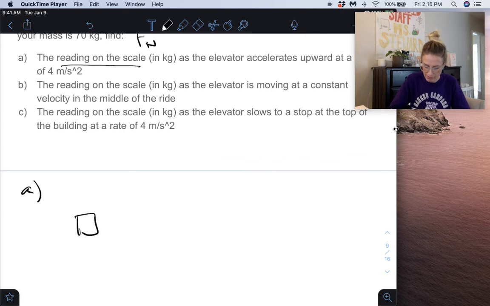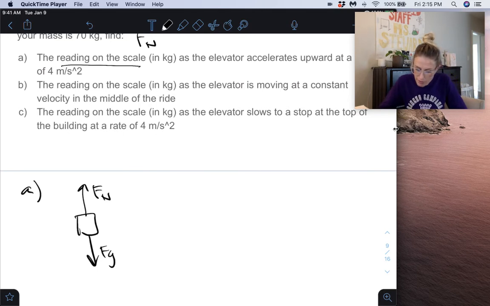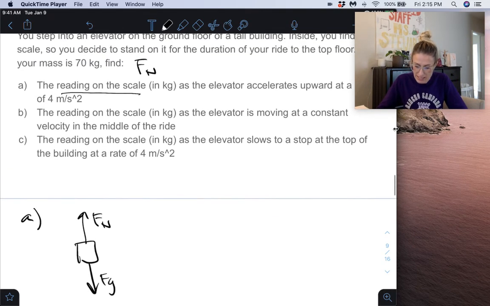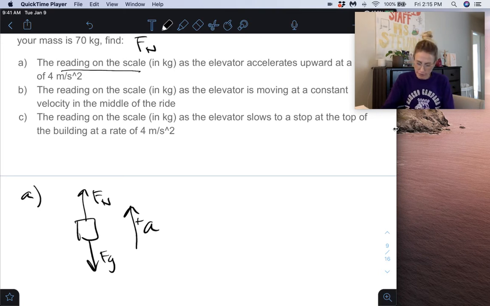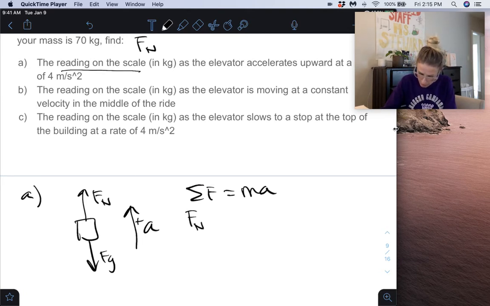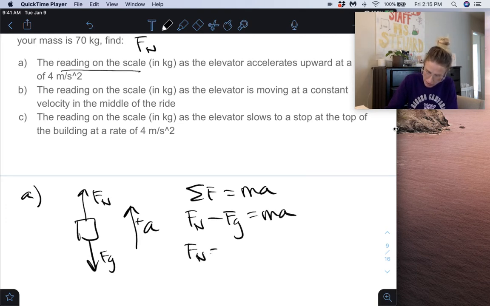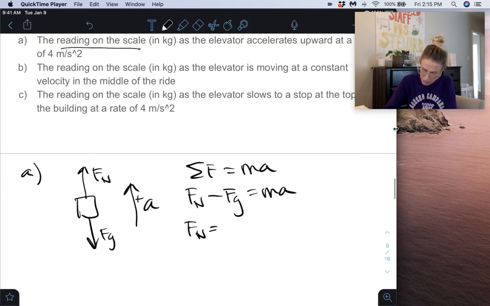Drawing a free body diagram for part A, we have the force of gravity down and the normal force up. We know the elevator is accelerating upward at 4 meters per second squared, so I'm going to call up positive because that's my direction of acceleration. For part A, net force equals mass times acceleration. The normal force is positive here, so normal force minus the force of gravity equals mass times acceleration. Solving for normal force, because we want the scale reading, it equals mass times acceleration plus the force of gravity, which is mass times the acceleration of gravity.